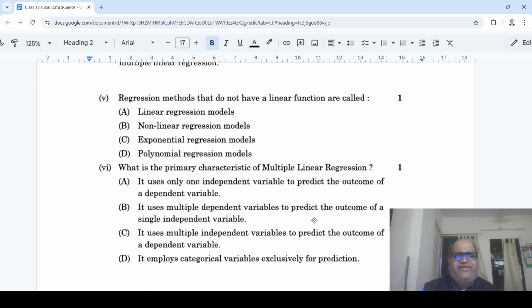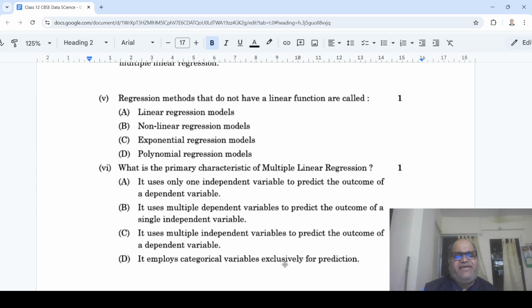Regression methods that do not have a linear function, what do we call them? Non-linear regression models. Exponential regression and polynomial regression models are examples of non-linear regression models. So this could be a relatively tougher question for 1 mark. You need to know that exponential and polynomial, as well as logarithmic and many others, are forms of non-linear regression. So your option should be B here.